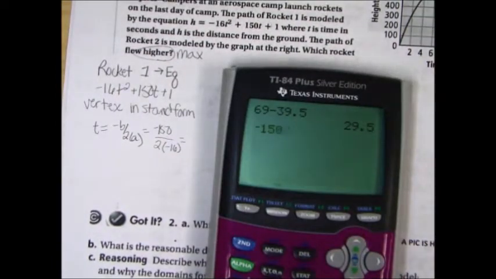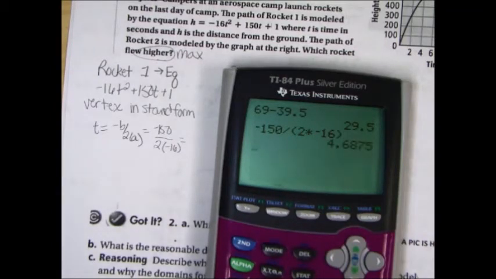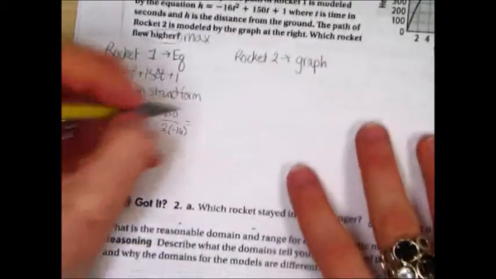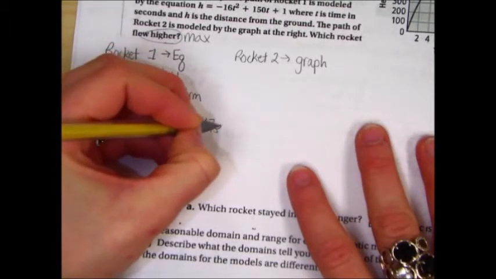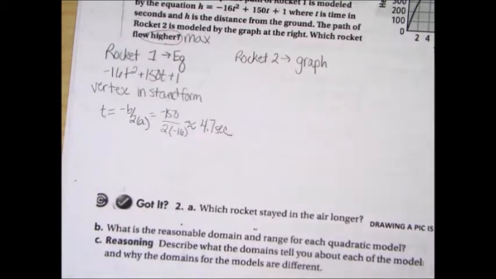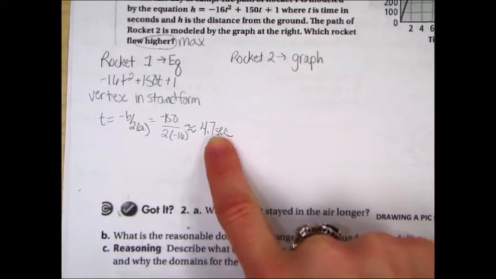So -150 divided by the quantity of 2 times -16. If you guys don't put 2 times -16 in parentheses, you're going to get the wrong answer. All right, so about approximately 4.7 seconds. Okay, so I'll say it's approximate to 4.7 seconds. That's time. That's why I put seconds on there. Now, that is not the maximum. That is when the maximum happens. All right, let's continue on.